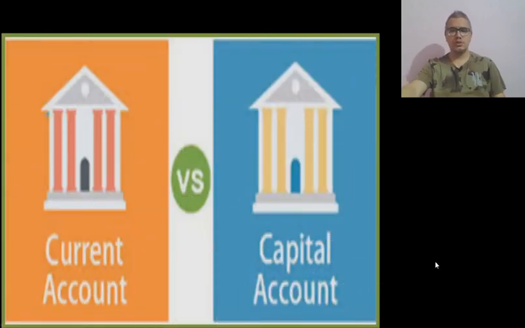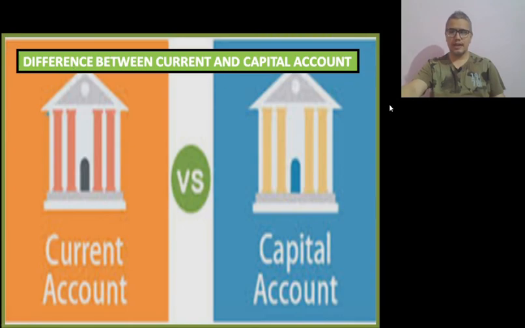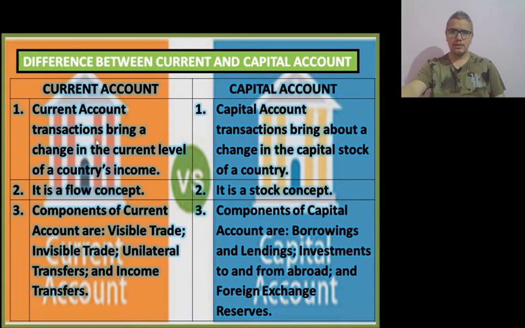Now we will move on to another important topic of this chapter. You may get a 3 marks question from this topic, that is, difference between current and capital account. As we all know, current account transactions bring a change in the current level of a country's income, that is, the national income of the country. But capital account changes the capital stock, that is, assets and liabilities of the country. So current account does not affect asset and liability, but capital account does. Asset and liability taken together is known as capital stock of a country.